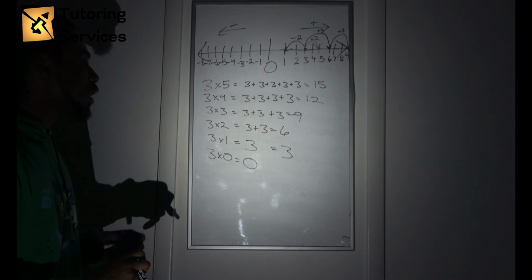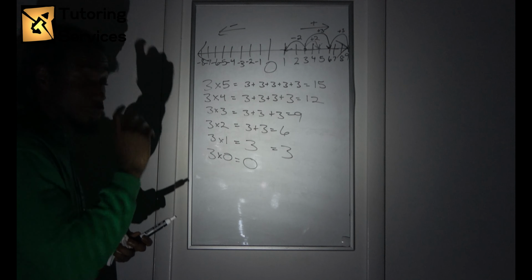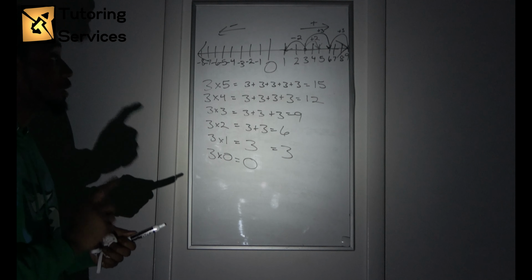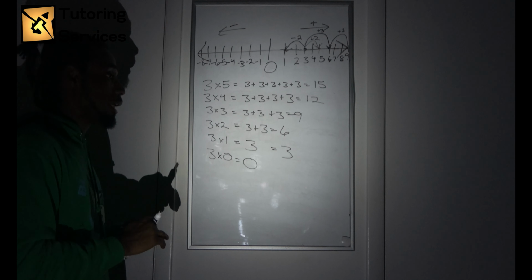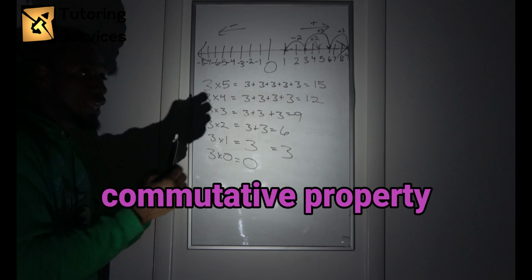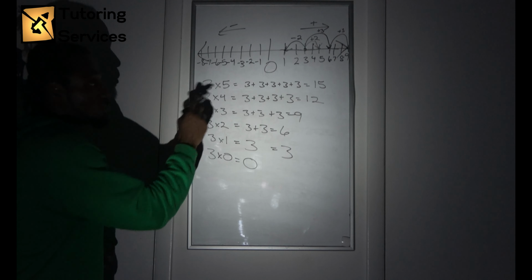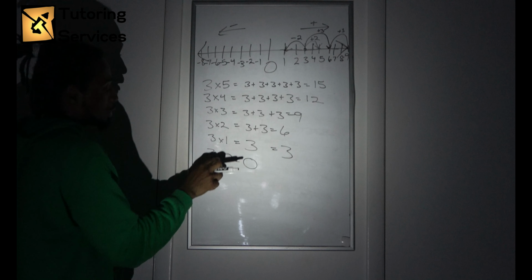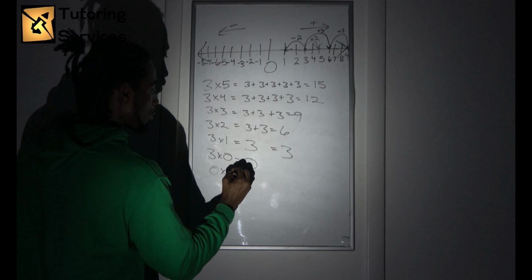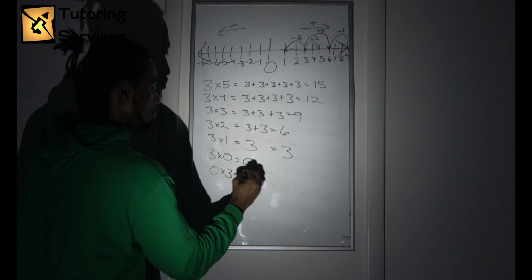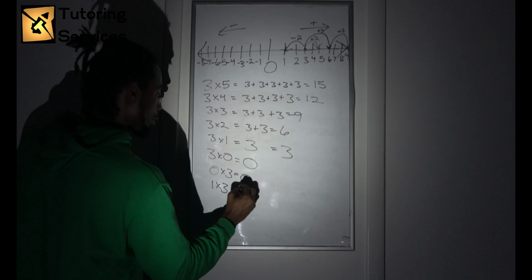Now, what about negative numbers? Well, it's the same concept. And before I get into that, y'all should know that multiplication, like addition, is a commutative property. That means that you can actually switch the numbers around and you will still get the same answer. What do you mean when you say that? You see how these numbers are here? Well, 0 times 3 also equals 0. 1 times 3 also equals 3.